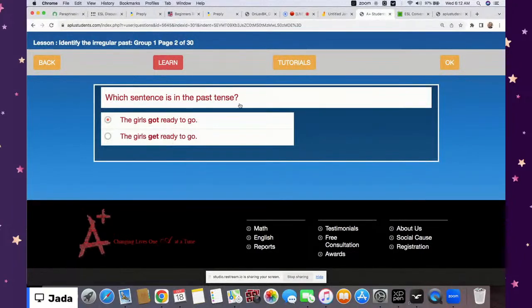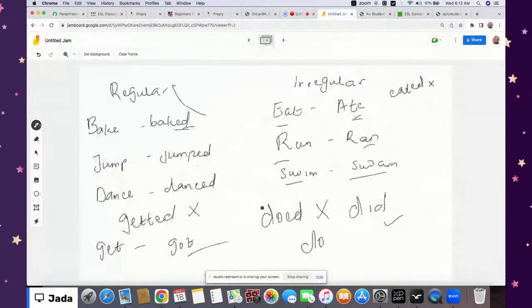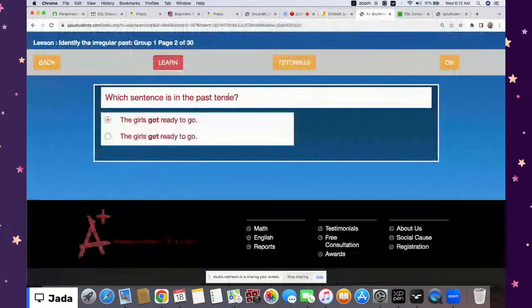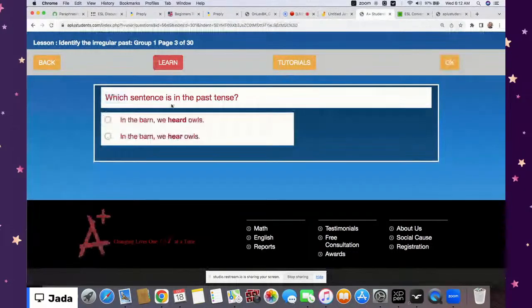So it's just like this here. I gave an example. Yes, gave. Yes, get and got. Okay. So got shows that it's the past tense. First one, yeah, got.